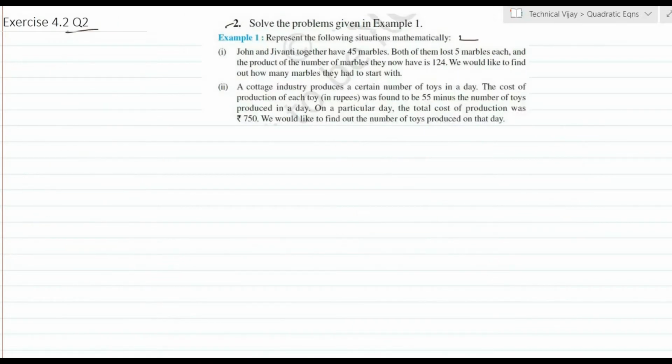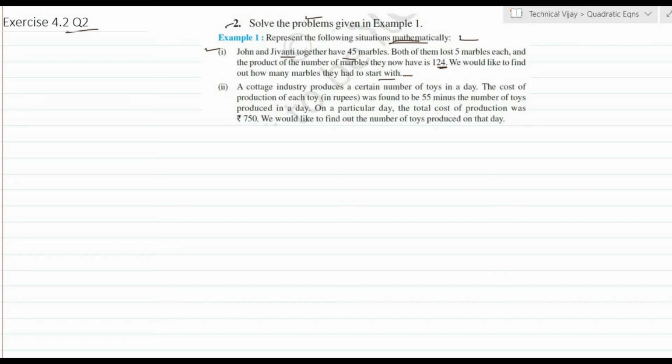So here exercise 4.2 question number 2. These problems we have seen in the examples 1, there we have only represented mathematically, but here we have to solve for these values. Okay, so we will consider this first portion. Let us see this one. Here John and Jeevanti together have 45 marbles. Both of them lost 5 marbles each, and the product of the number of marbles they now have is 124. We would like to find out how many marbles they had to start with.